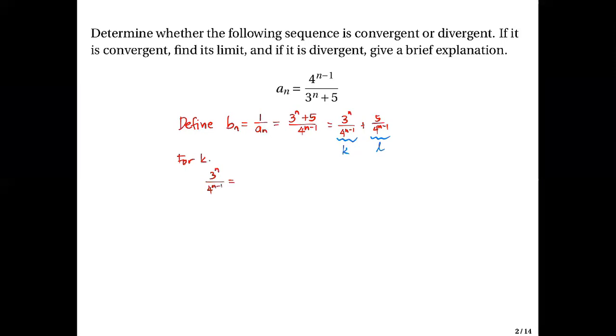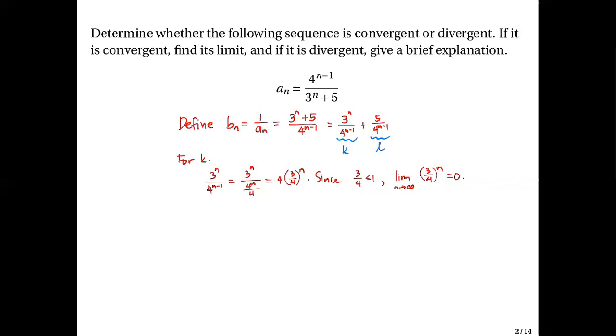We can rewrite this as 3 to the n over 4 to the n over 4. Or simply, this is just 4 times 3 over 4 raised to power n. Now, since 3 over 4 is less than 1, the limit of this exponential expression here will go to 0 as n approaches infinity. The limit as n approaches infinity of 3 over 4 raised to n is equal to 0.